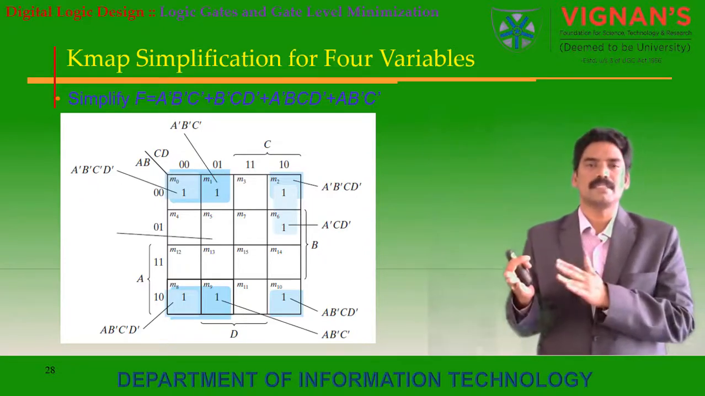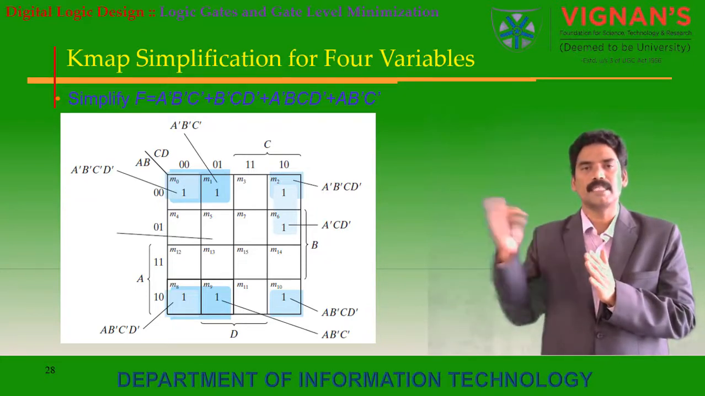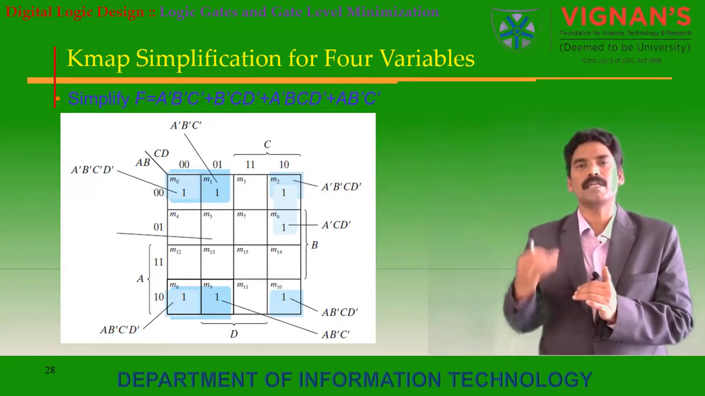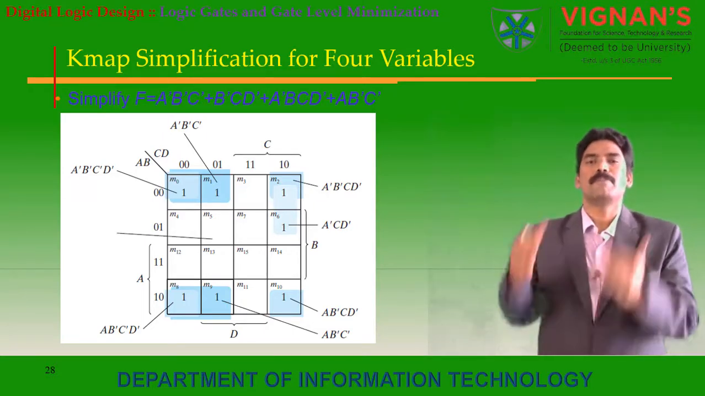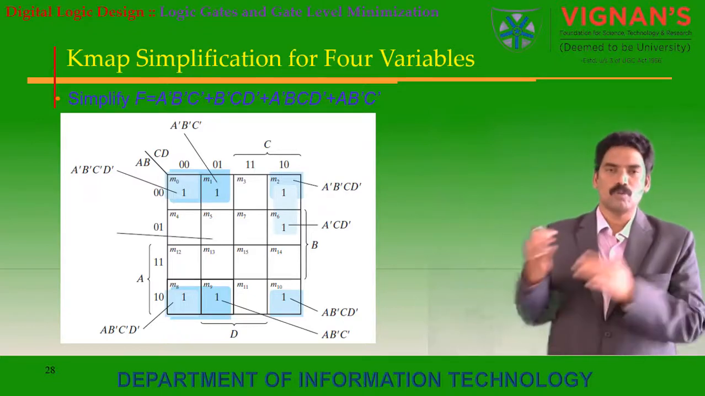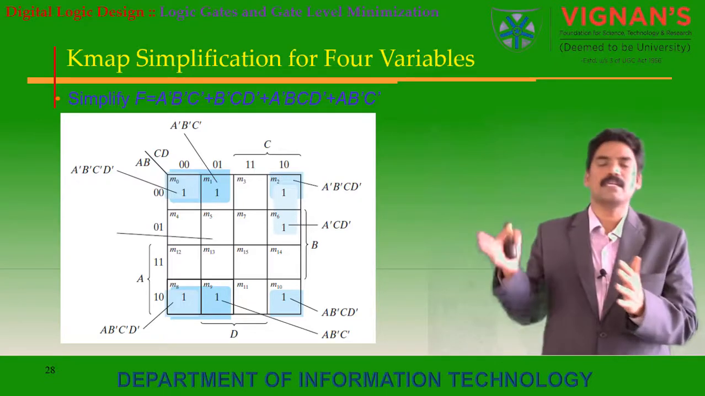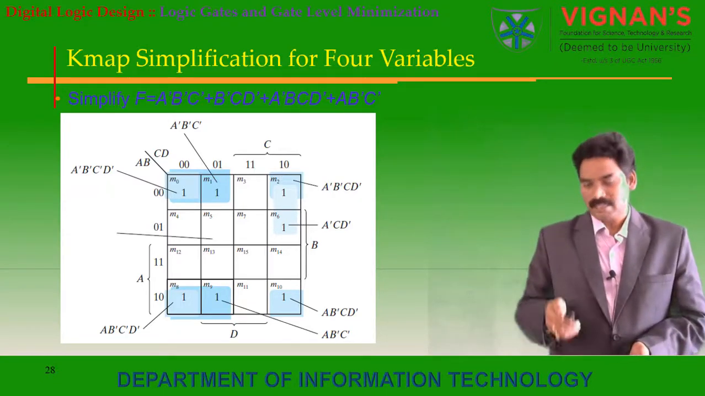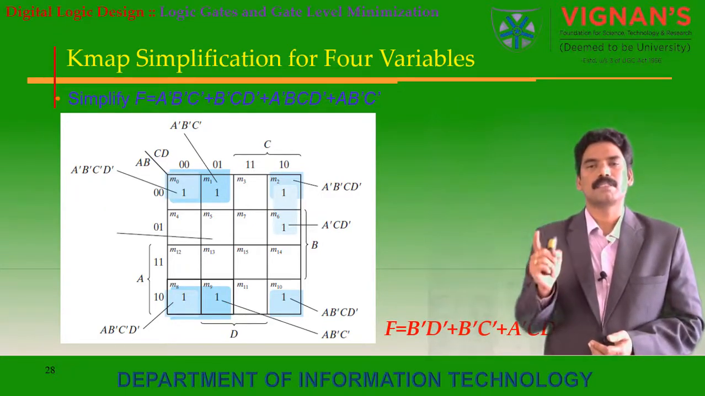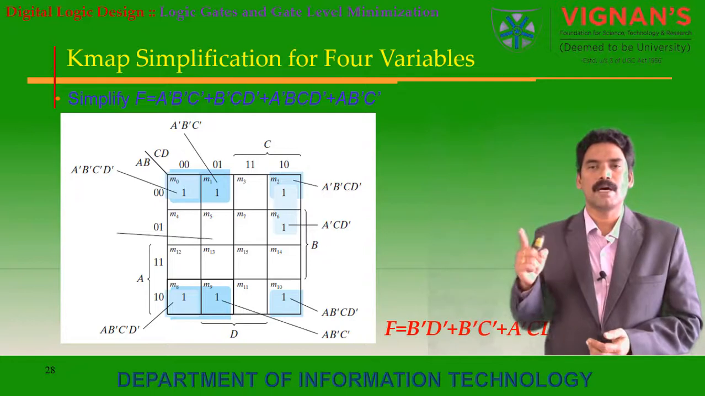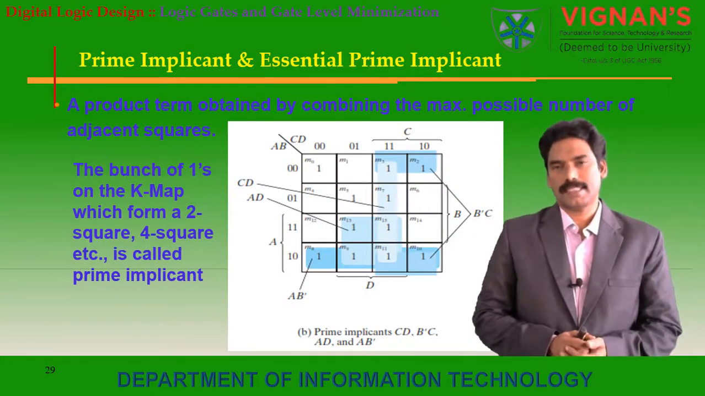Second one, a is missing, we have to add first a, b bar, c, d bar, and another one is a bar, b bar, c, d bar. After simplification, we will get sum of minterms. Based on that sum of minterms, we have to group the ones in K map. After grouping, we will get the simplified expression, and the simplified expression is f is equal to b bar, d bar plus b bar, c bar plus a bar, c, d bar. This is the finalized expression.